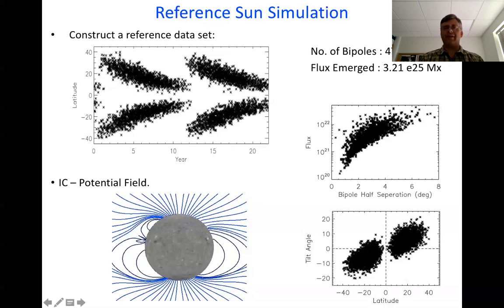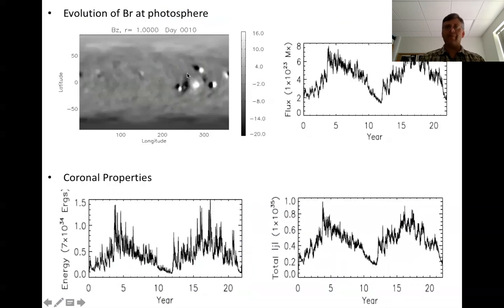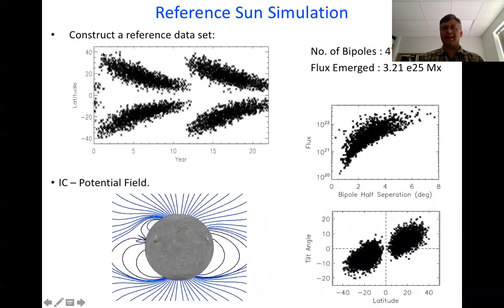So what we see here in the image at the top left is the butterfly diagram for this theoretical bipole data set. Just the standard features you see: emergence at plus and minus 40 degrees latitude, and then approaching the equator with an overlap of the cycle of about 1 year.